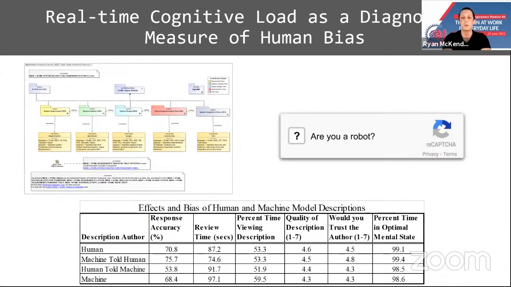Because we knew going into this that the accuracy of both of these descriptions that we provided were equivalent. There was no difference in the accuracy of how well they described them. But we saw a significant bias towards the machine system, where humans were essentially not valuing it appropriately, and we were able to see that with a neurophysiological measure.